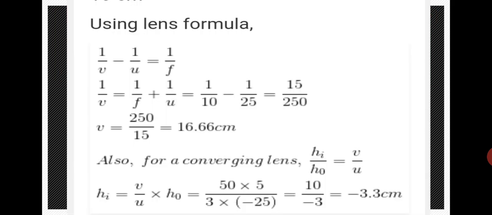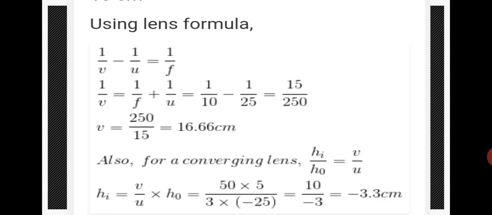Using the lens formula, that is 1 by f is equal to 1 by v minus 1 by u, you have to find out v. So a mere mathematical simplification is used, that is 1 by v is equal to 1 by f plus 1 by u. 1 by f is 1 by 10 and 1 by u is 1 by minus 25. So if you simply substitute these values, you get v is equal to plus 16.66 centimeter.